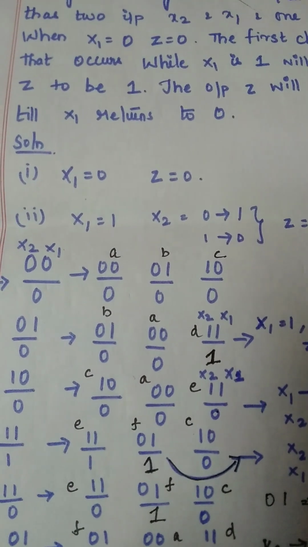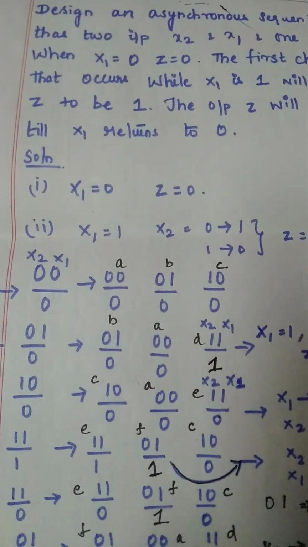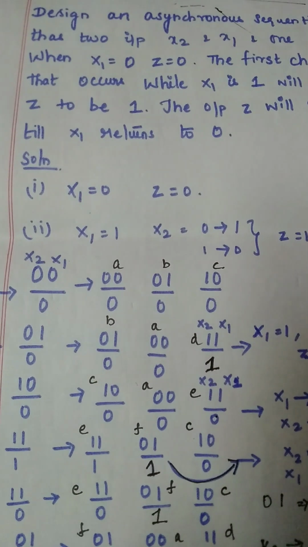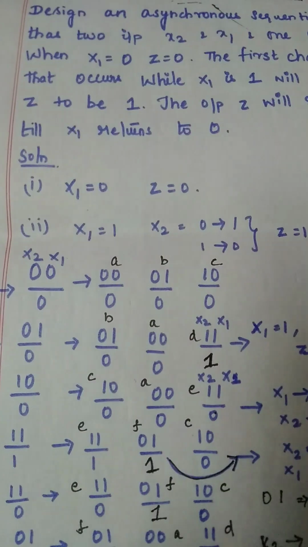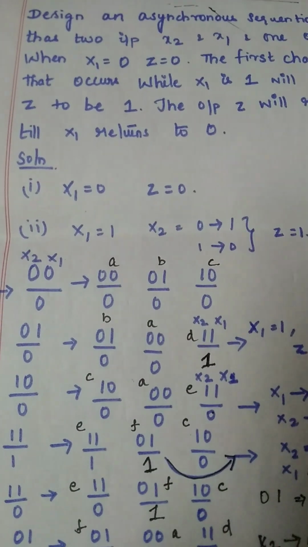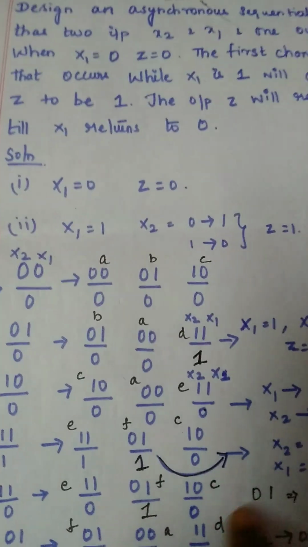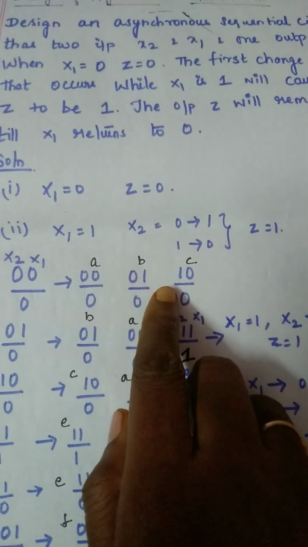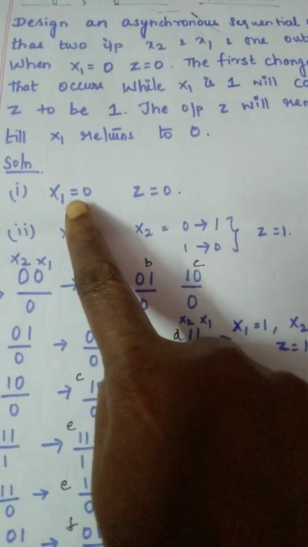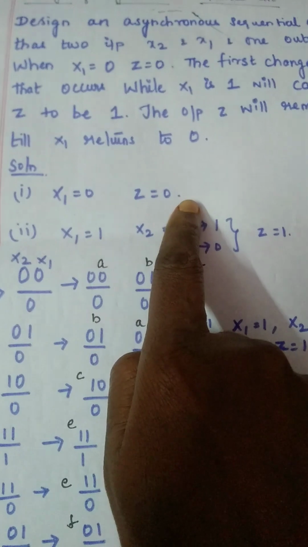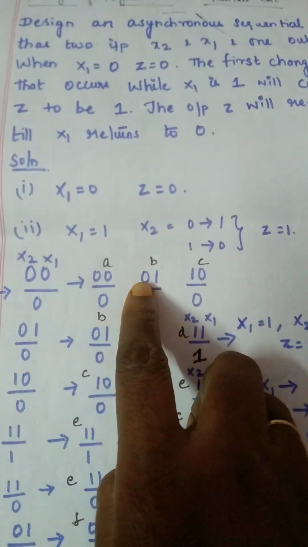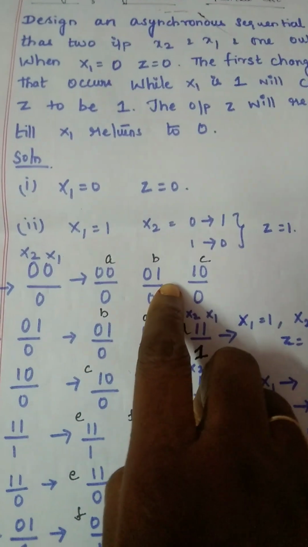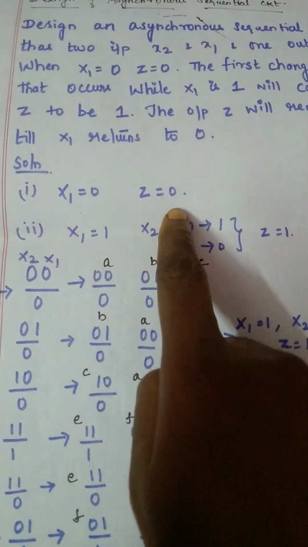But we need to write the output. If it is the same state, 0, 0, our output is 0. But for the 0, 1 and 1, 0 states, we have to write the output. So first we'll take the 0, 1 state. Already you know that if x1 is 0, your output is 0. But if you see this, your x2 is 0 and your x1 is 1. So your first condition fails.